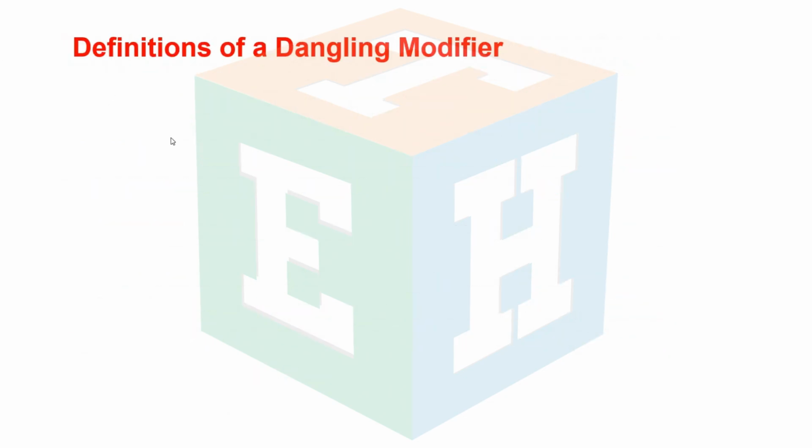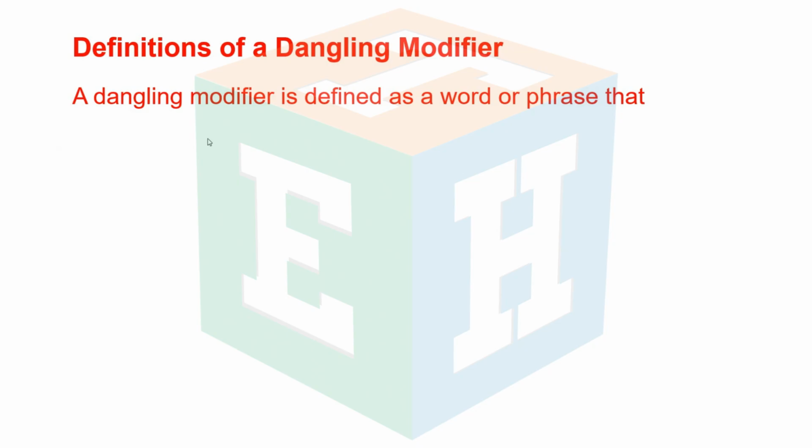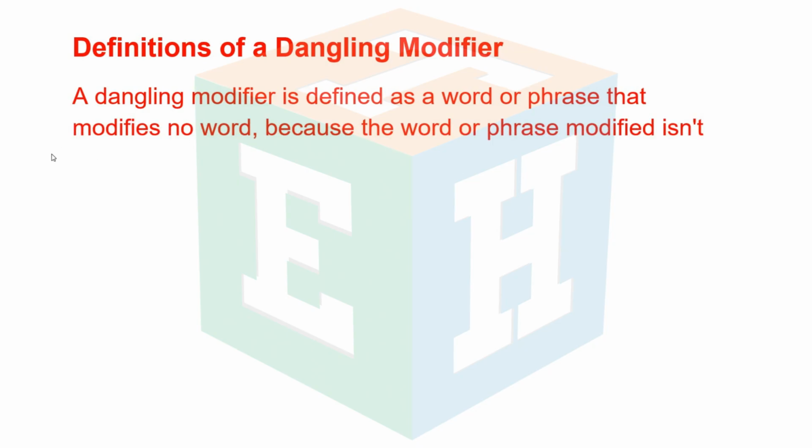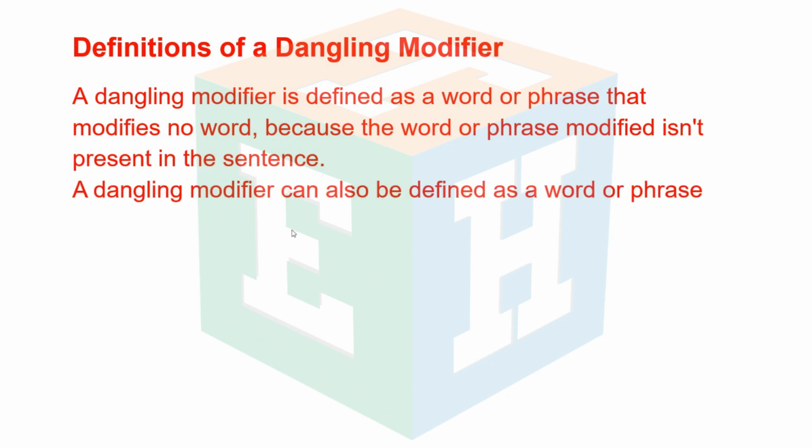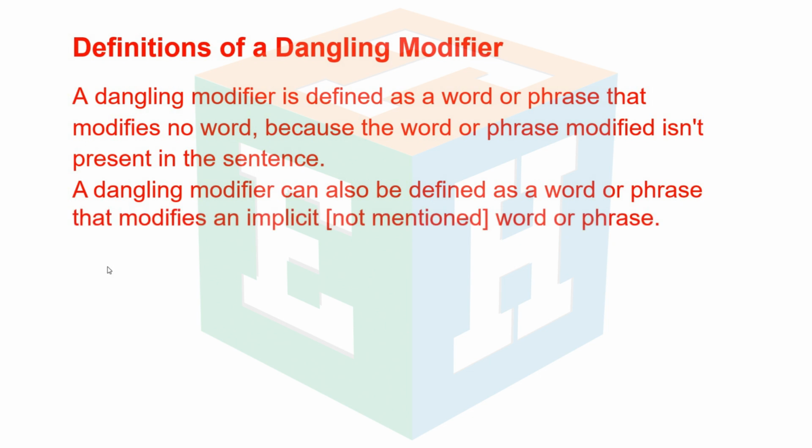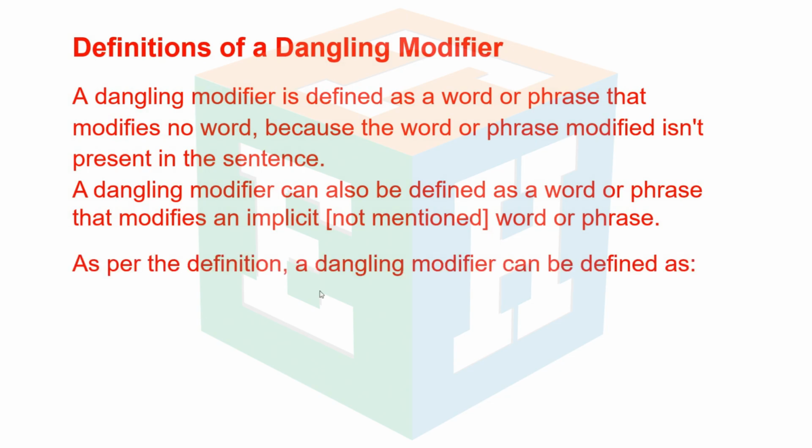Definitions of a dangling modifier. A dangling modifier is defined as a word or phrase that modifies no word, because the word or phrase modified isn't present in the sentence. A dangling modifier can also be defined as a word or phrase that modifies an implicit, not mentioned word or phrase.